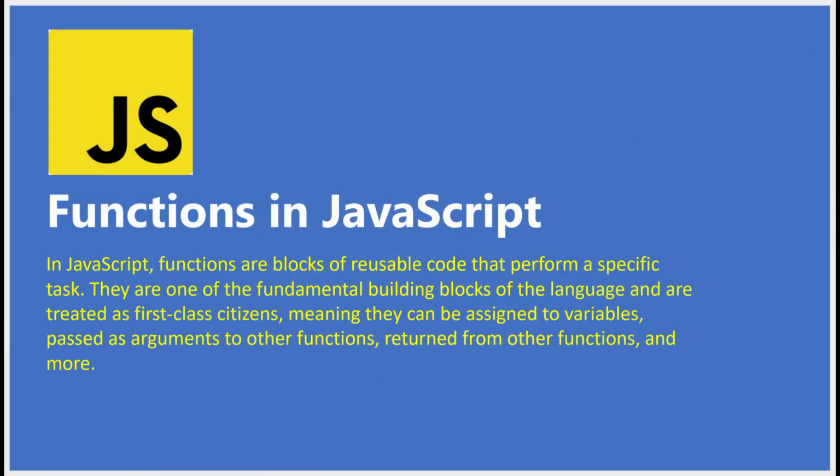Ever pondered about the role of functions in JavaScript, or how they work? Well, today we're diving into the world of JavaScript functions. Functions in JavaScript are reusable blocks of code designed to perform a specific task. Think of them as mini programs within your program, each with a unique job. They are fundamental to JavaScript and are even treated as first-class citizens. This means they can be assigned to variables, passed as arguments to other functions, returned from other functions, and more.